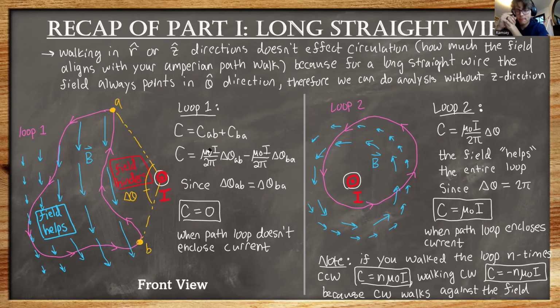So if the magnetic field is only pointed in the theta hat direction, then stepping in the r hat direction or the z hat direction, the field will always be perpendicular to you during those steps. So there's no circulation contribution there. It's zero, precisely because of the dot product, right? Yeah, actually, I think you're spot on.